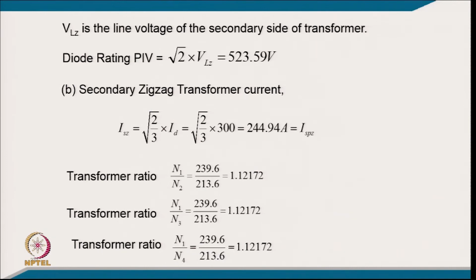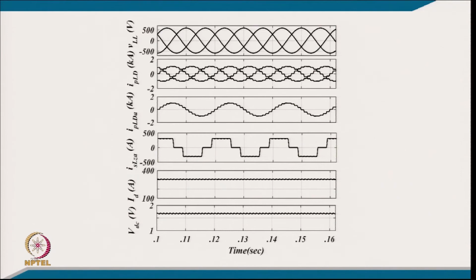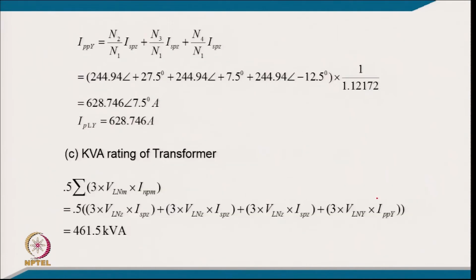And for that, from line voltage you can find peak inverse voltage of the diode rating, and then you can find out the diode current, typically secondary zigzag transformer current, and you can have a transformer turns ratio for all the 3 zigzag transformer. And after putting all these values, the model is developed of this system, and these are the typical supply voltage, 3 phase current and 1 phase current, then 6 pulse converter current, and then the output voltage and typically the output current, and these are the typical numerical values.